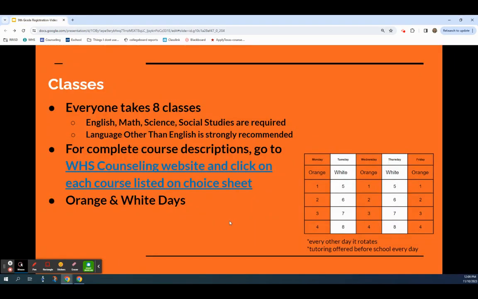The other thing I just want to cover quickly is Orange and White days. Westwood, we only teach 4 classes a day. So on Orange Day, you'll go class periods 1 through 4. Tuesday, you'll go 5 through 8, and then it rotates every other day. This is key so you know you're really only taking 4 classes a day.